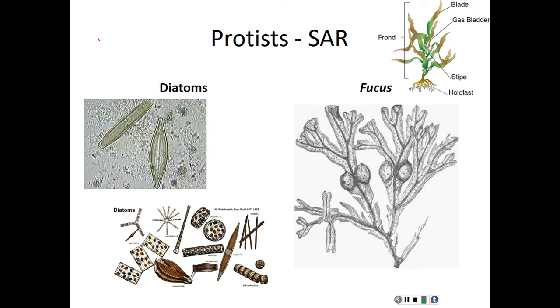SAR stands for the three subgroups within the supergroup. We have the Stramenopiles, and these are the Stramenopiles. We have the alveolates, which we'll talk about next, and we have the Rhizarians. Those are subgroup clades within the supergroup.